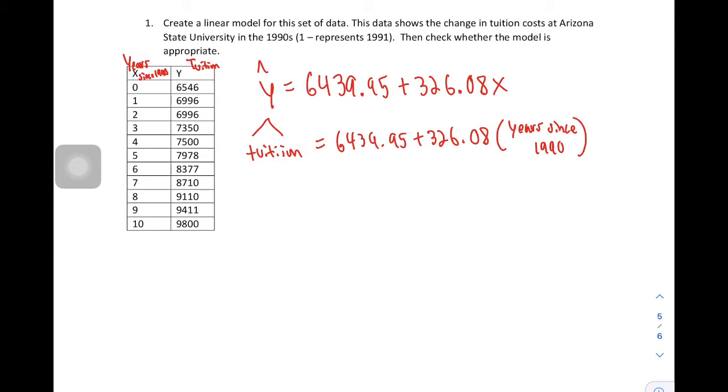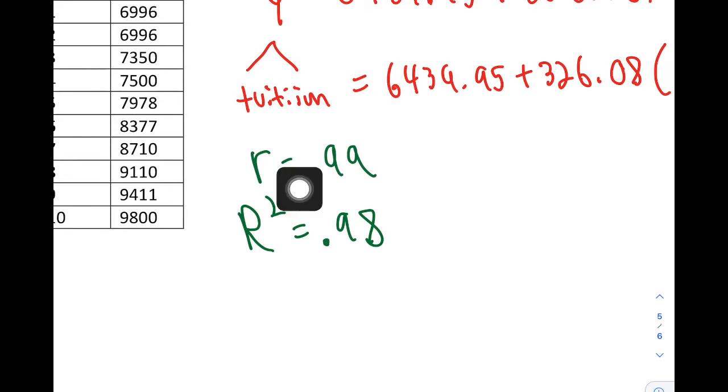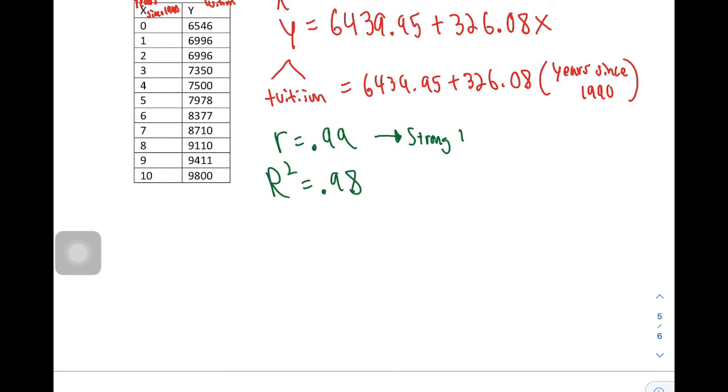My calculator also gave me a correlation coefficient of 0.99, and an R-squared value of 0.98. I wanted to talk about these two things, just as a refresher. Remember, the correlation coefficient, or the R value, tells you 2 things. In this case, this tells us we have a really strong and positive association.